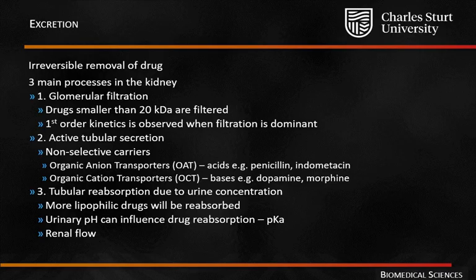Now, the second area of elimination is active tubular secretion. What you see in this area is non-selective carriers, so transporters that are in the proximal tubule that will pump drug from the blood into the cells lining the nephron, and then from the nephron cells into the lumen, into the urine. And so there are organic anion transporters and organic cation transporters that will move acids and bases respectively into the urine.